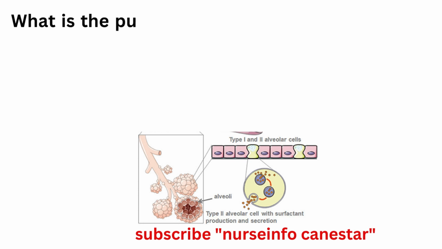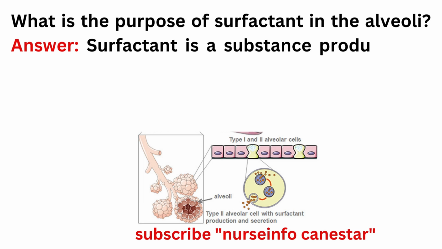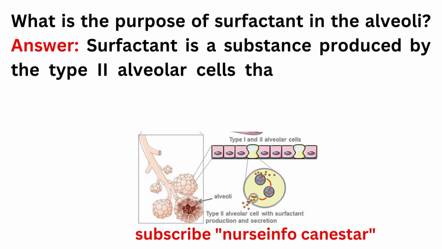What is the purpose of surfactant in the alveoli? Answer: surfactant is a substance produced by the type II alveolar cells that reduces surface tension within the alveoli, preventing their collapse and promoting efficient gas exchange.